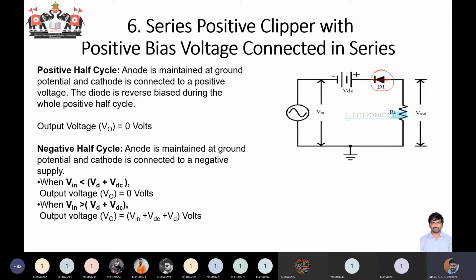In that case, you can write the KVL. So I need someone to tell me the KVL equation when the diode is conducting. This is cathode, this is anode, so this will be minus, this will be plus. So someone should tell me the KVL equation. I will begin from this node, from the ground.